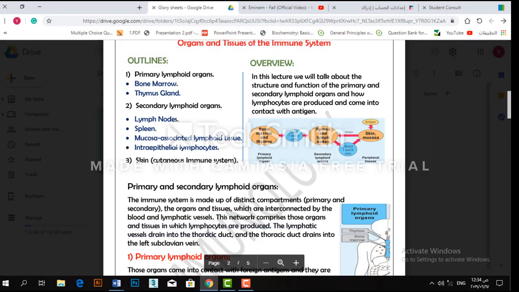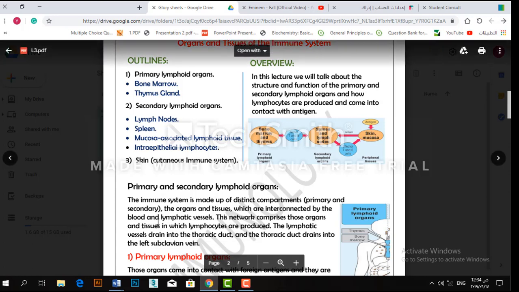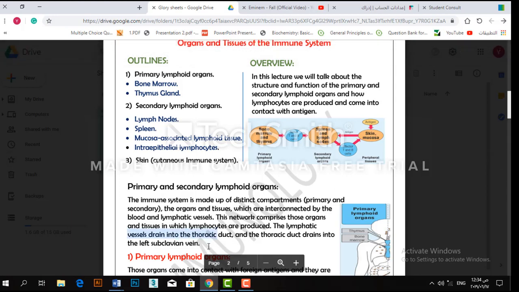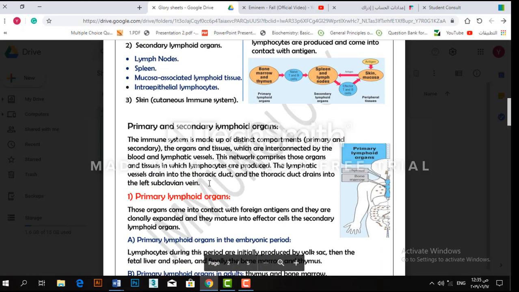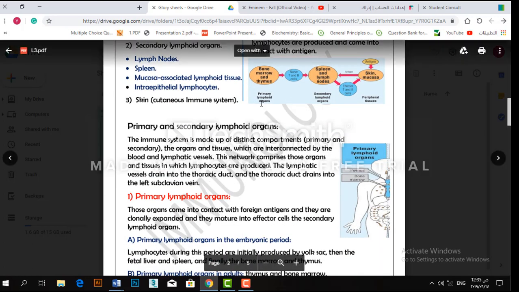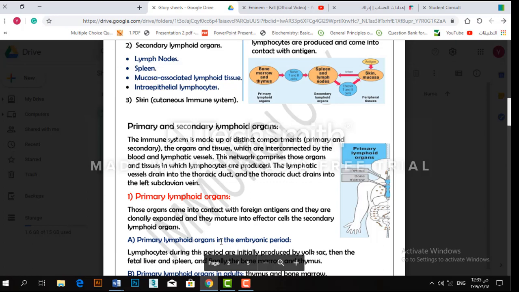So, those organs produce lymphocytes. Okay, so the lymphatic vessels drain into the thoracic duct, and the thoracic duct drains into the left subclavian vein. Now, primary lymphoid organs are the bone marrow and the thymus, and we're going to talk about them separately. Now, those organs come into contact with foreign antigens, and they are clonally expanded.